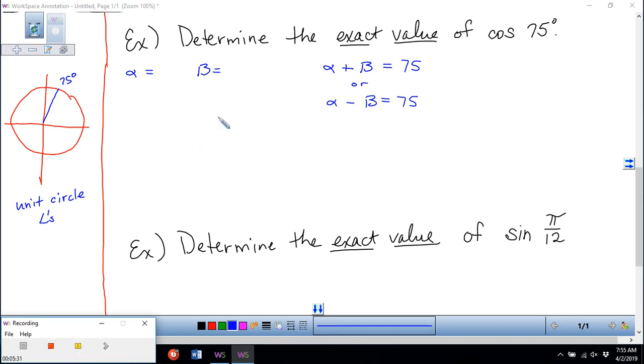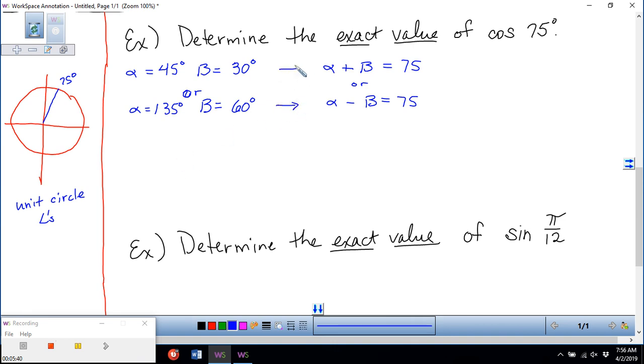Alright, so a couple of angles I come up with to add to equal 75. We could have alpha equals 45 degrees, and we could have beta equals 30 degrees. Those would add up to equal 75. Or we could have alpha equals, let's see, what could we have? 135 degrees, and beta equals 60 degrees, and if I subtract those, that would give me 75 degrees.